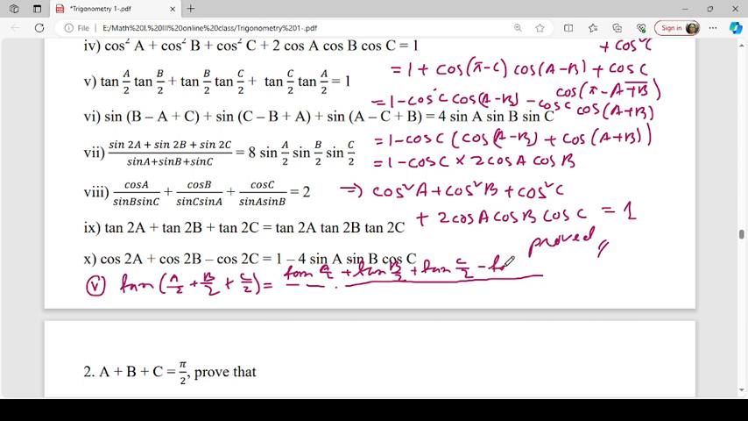minus tan(a/2) tan(b/2) tan(c/2), divided by 1 minus tan(a/2) tan(b/2) minus tan(b/2) tan(c/2) minus tan(c/2) tan(a/2).